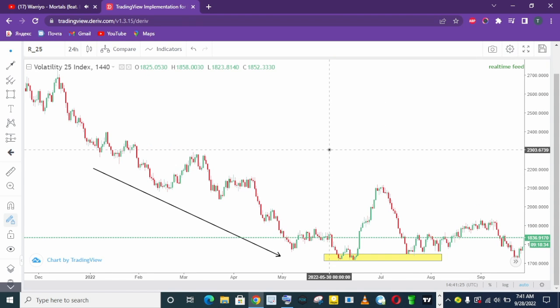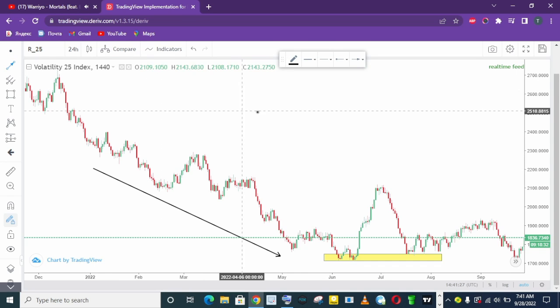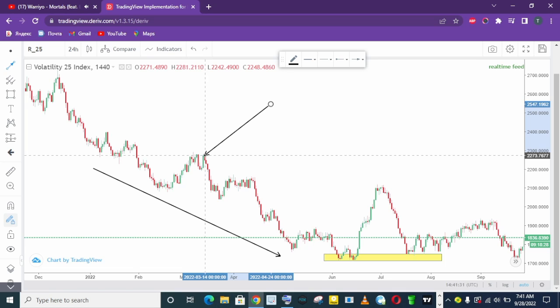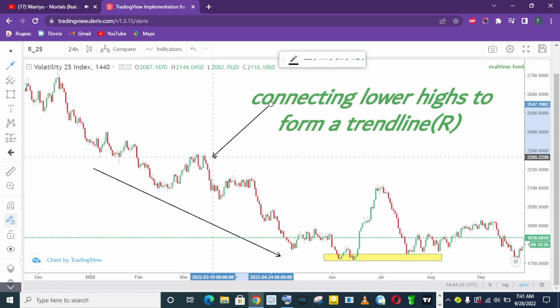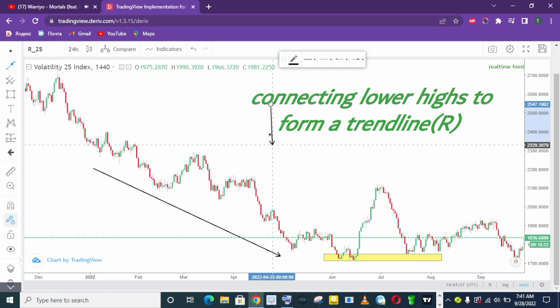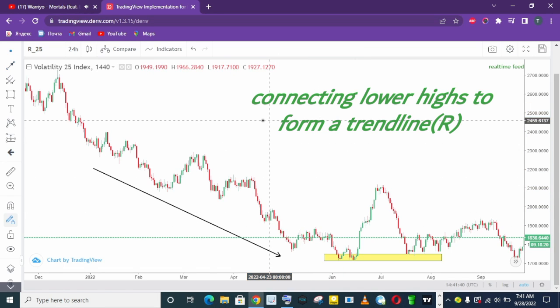So coming to our setup here, as the market was in a downtrend, there was this highest point here and the other point here. These were basically lower highs. We just have to connect these lower highs to form what you call a resistance trend line in the downtrend. So let me do that, guys.